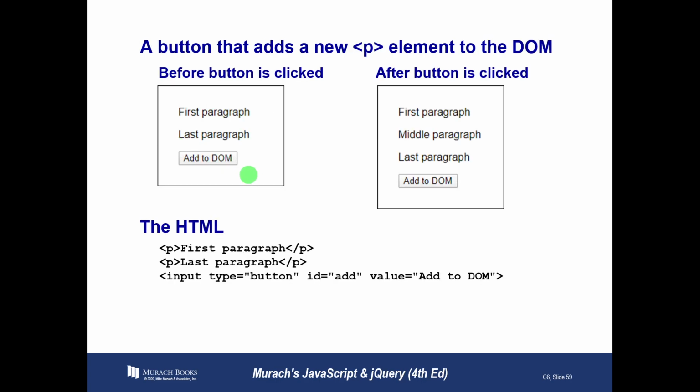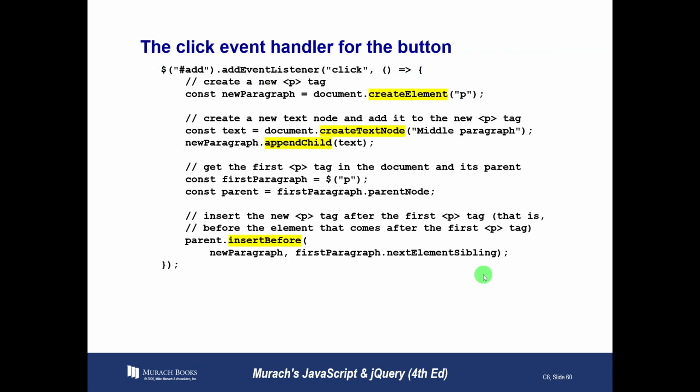All right, so let's look at a little sample application of where we might use something like this. We have a button on a page. We have a paragraph that says first paragraph, and a paragraph that says last paragraph. We have this button that says add to DOM. When we click it, it adds another paragraph in the middle. So we start out with our first paragraph, our last paragraph, and our button. When our button gets clicked, it's going to run some JavaScript, and this is the JavaScript that it's going to run.